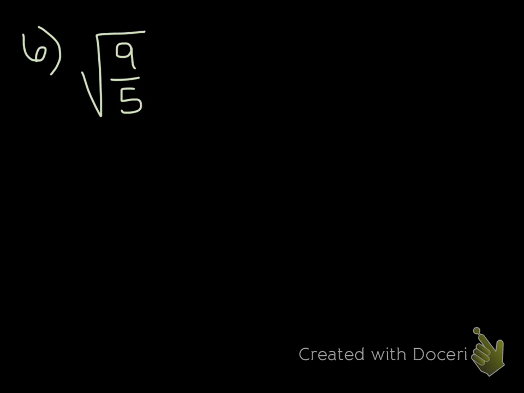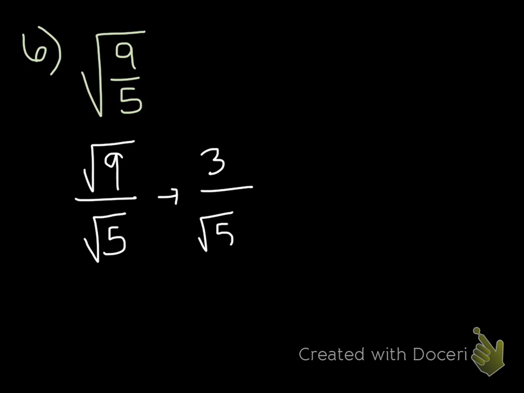The last one we're going to talk about in this section is the dividing case. So again, the first move is to give them each their own square root. So I'm going to say the square root of 9 over the square root of 5. And now I want to simplify from here. So the square root of 9 is 3, and the square root of 5 is in the bottom.